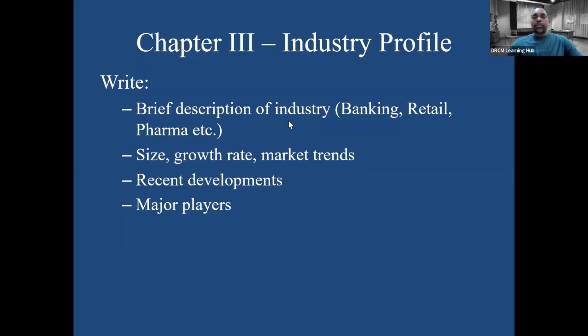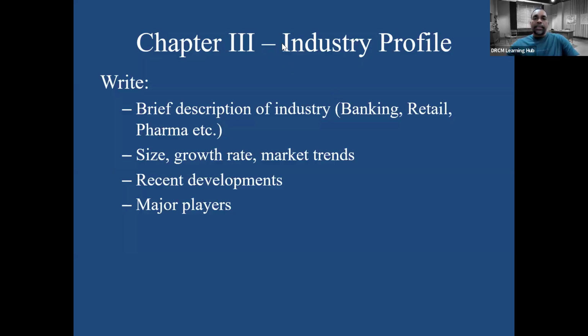Next, recent development in that industry. What happened in that industry recently? What are the new innovations, new developments in that industry? That also you mention in another paragraph. Next, major players in that industry. Suppose you're taking banking, who are the major players? Who are the top players in that banking industry? You can name a few names. Why are they in the top position? What motivated them to the top position, you can mention.